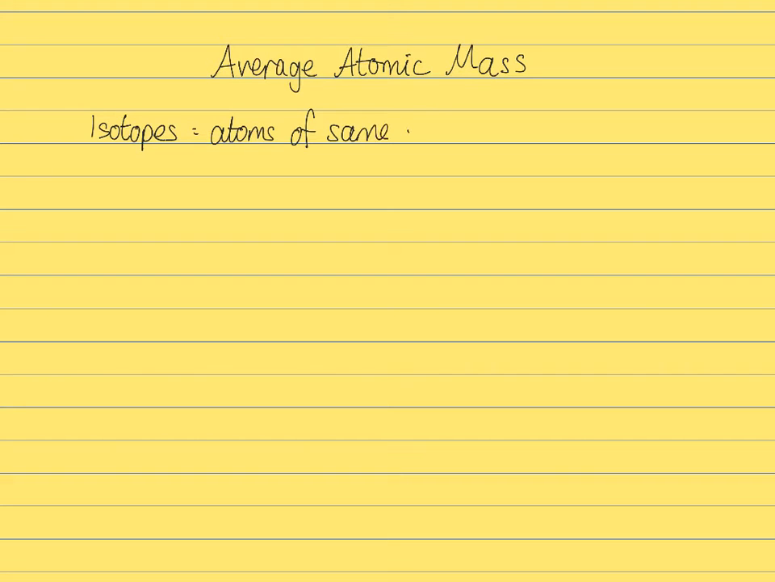Hello, today we are talking about average atomic mass. We've been talking about isotopes. So you should know that isotopes are atoms of the same element but have different numbers of neutrons.